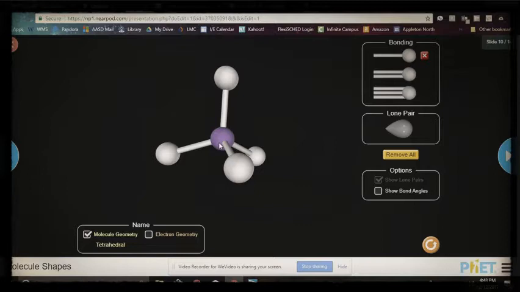No lone pairs on that central atom. It does not matter if there's lone pairs on any of these outside atoms. That's not going to affect this shape at all. And you can see that you'd have a tetrahedral shape.